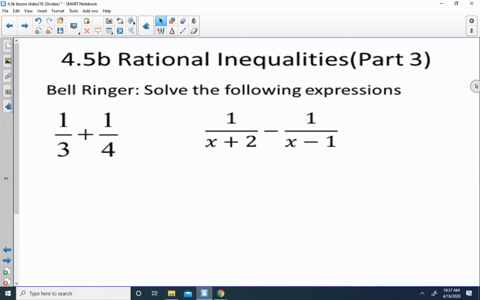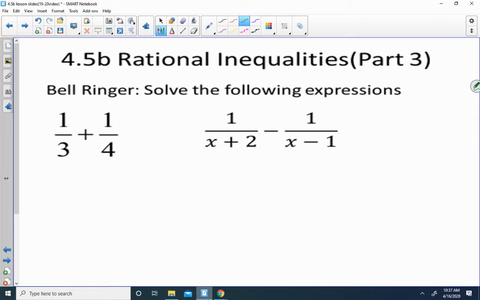So before we begin on part 3 of this video, I need to show you some bell ringer examples. I got 1/3 plus 1/4, and then I have another couple fractions that we need to subtract. As you look at 1/3 plus 1/4, you can easily see that we cannot add these just yet because we don't have a common denominator. Now, some of you can probably instantly say, oh, we can easily find a common denominator of 12.